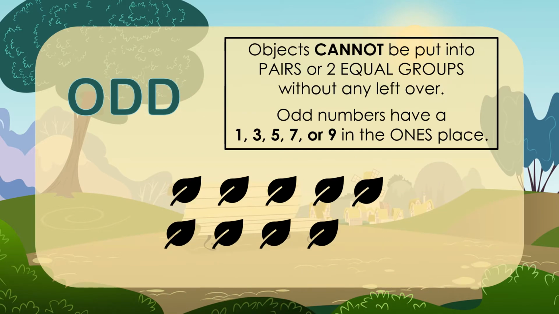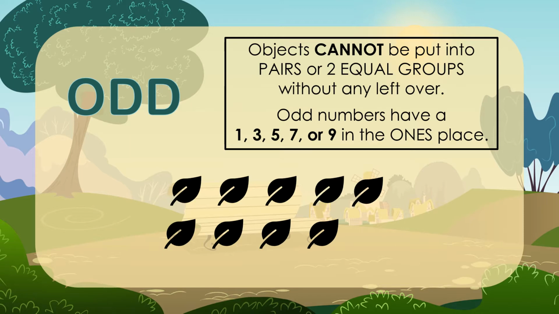Odd numbers can be represented by groups of objects that cannot be put into pairs or two equal groups without any left over. Odd numbers have a 1, 3, 5, 7, or 9 in the ones place.